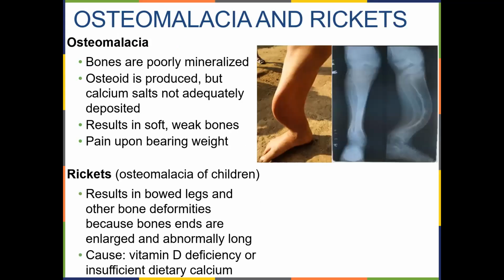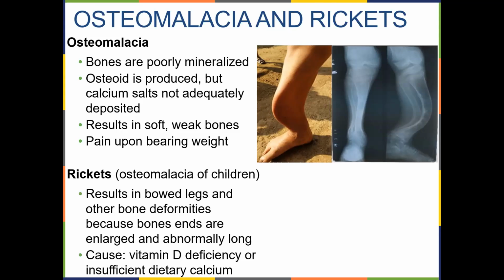So osteomalacia. For whatever reason, the bones aren't getting the calcium and phosphorus they need. The bones are not strong enough to support weight. They are soft bones, they are weak bones. They hurt to put weight on them, to walk on them, and the bones can snap very easily. You could just be standing somewhere and one of your leg bones could snap.